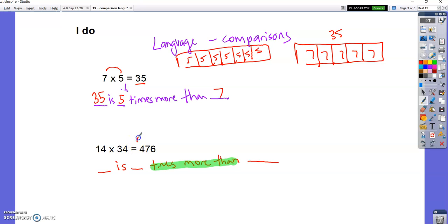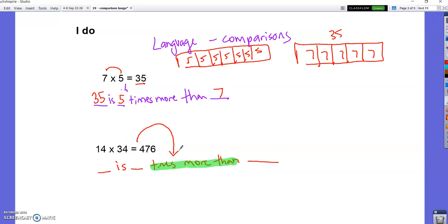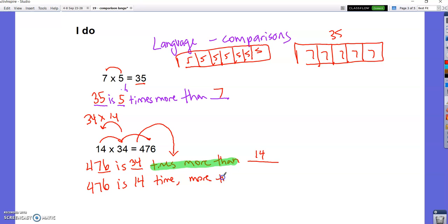So I can take this multiplication problem and turn it into a multiplicative comparison. If I first go this way to get to 476, I can say 476 is 34 times more than 14. And if I think the other way, 34 times 14, I can say 476 is also 14 times more than 34. So it's just 2 sentences I can make out of a multiplication fact, and I saw that that was pretty tough on a formative that we did earlier, so I wanted to bring it back up.